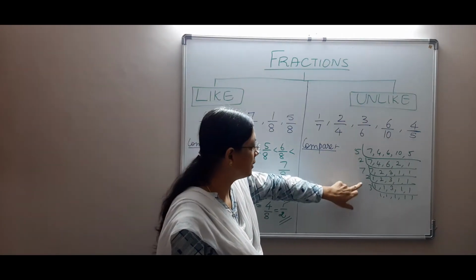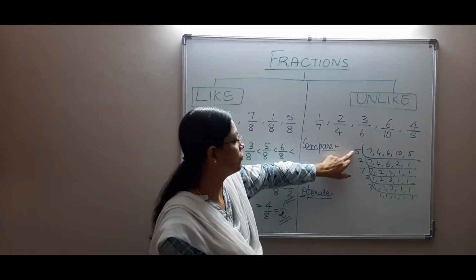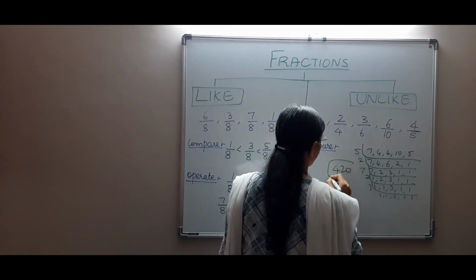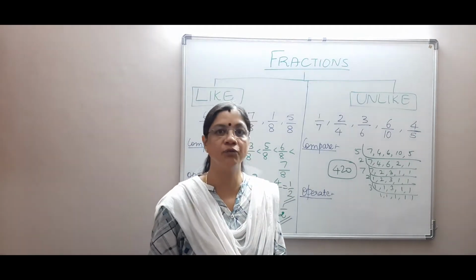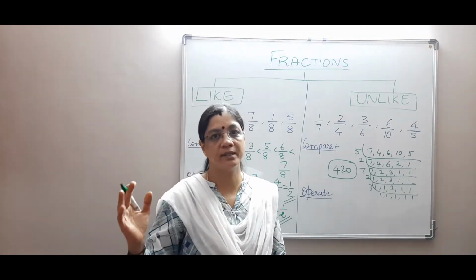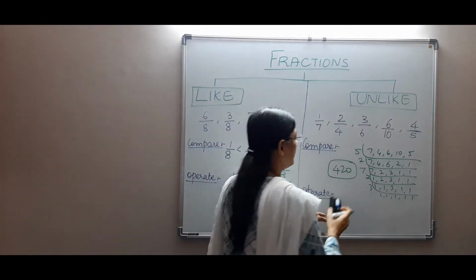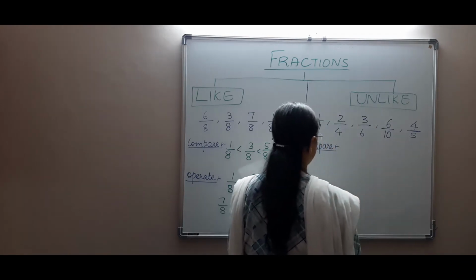5 2s are 10. Now 2 3s are 6. 6 into 7 is 42. 42 into 10 is 420. So 420 appears in all the tables, or 420 is the least common multiple, the first multiple which occurs in all the tables. So 420 is the LCM. Now, how do I convert the denominators to 420?